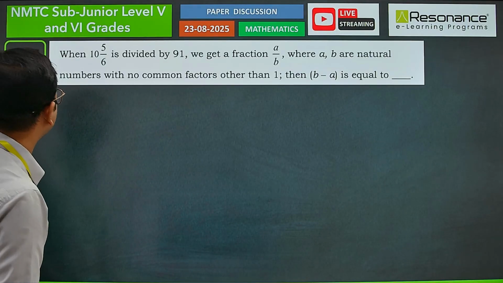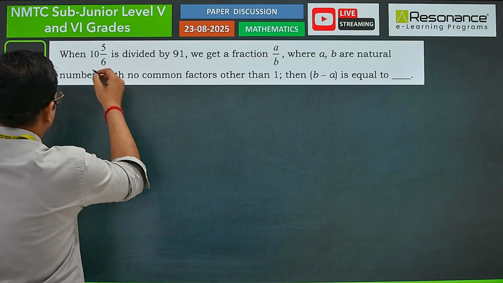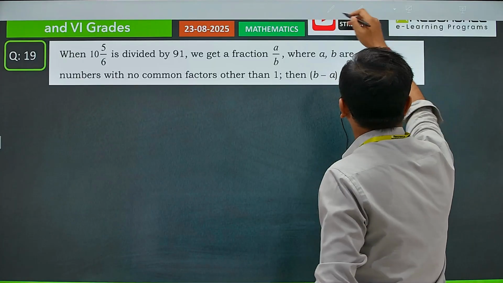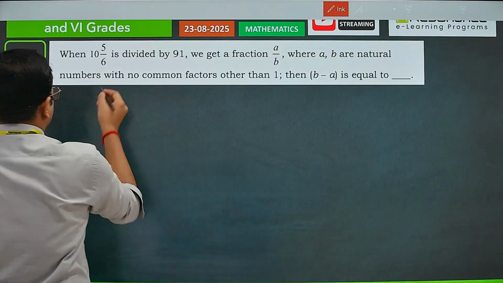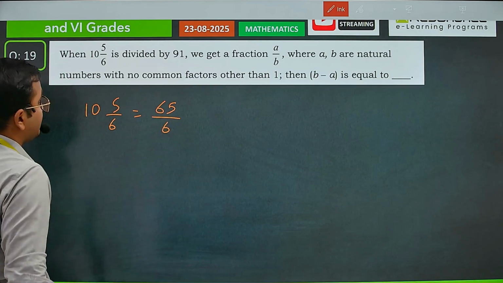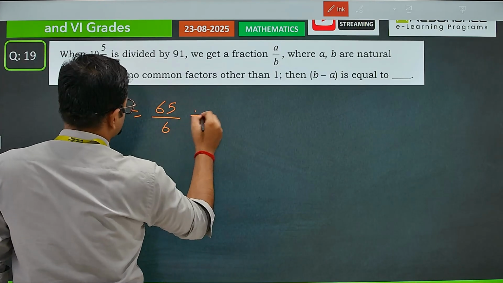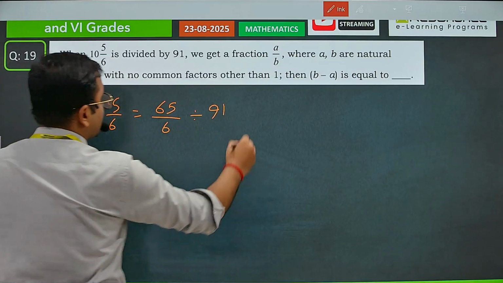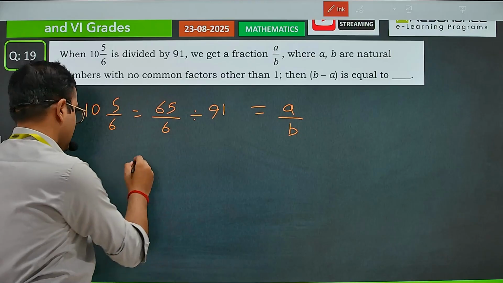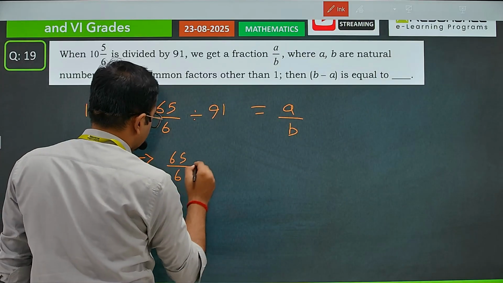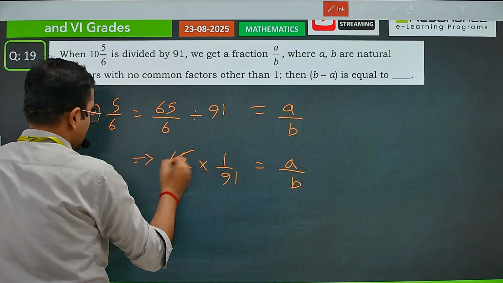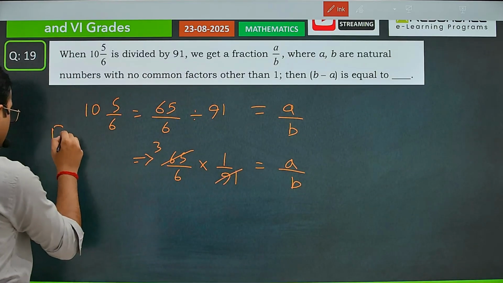Okay, let's take this particular question. 10 5 by 6, that would be 65 by 6. 65 by 6 is divided by 91. We get a fraction a by b. Simple question, very simple question. So that is 65 by 6 into 1 by 91 equals a by b. So 13 fives are 65, and 13 sevens are 91. You can cross check.